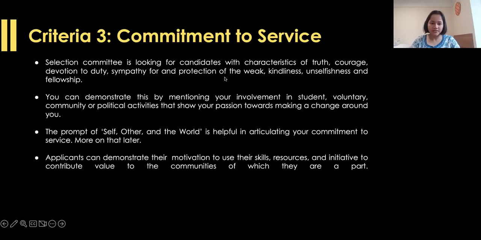So you can demonstrate this by mentioning if you were involved in some sort of student group or voluntary work in your community or even political activities that are able to show your passion towards making a change around you that affect the people around you. This feeds well into the prompt of self, other, and the world, which you would be given for your personal statement. And that is a good place in which you can articulate your commitment to service. We'll talk more about the personal statement and this idea of self, other, and the world going ahead.